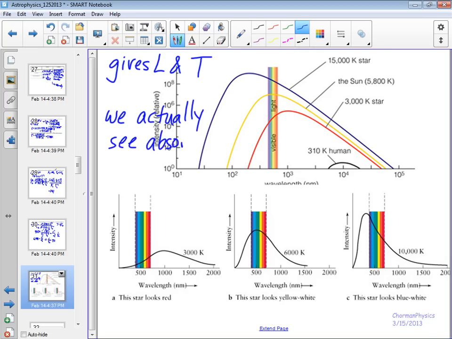And so we don't exactly see this, though. We actually see the absorption spectra, okay? And so I'm going to show you what that looks like here in a little bit. All right, this is the black body spectrum. We see the actual absorption spectra with some lines missing there. So right now, that's just to get us started here in terms of some data about stars, some characteristics of stars. Next section we're going to get into is the classification of stars based on their spectra. All right.